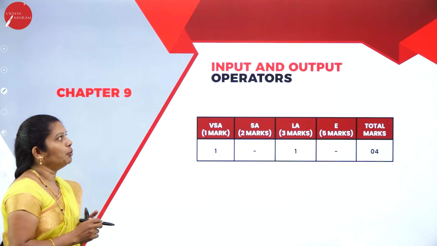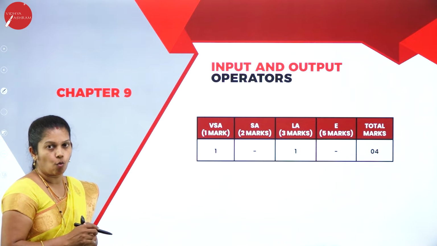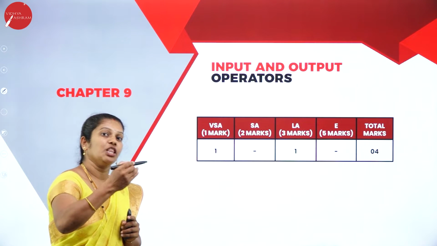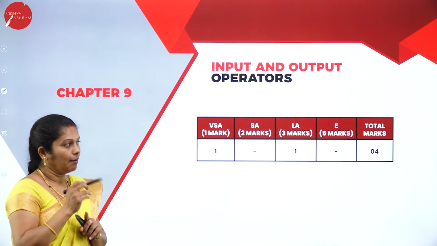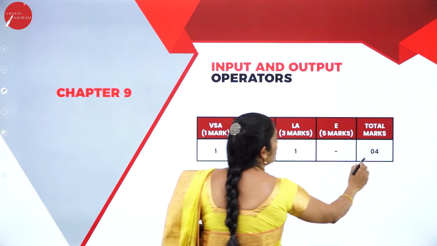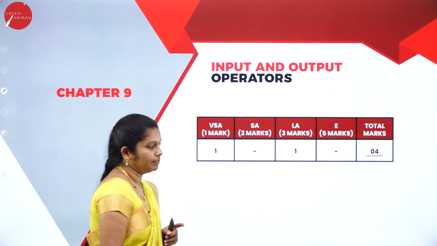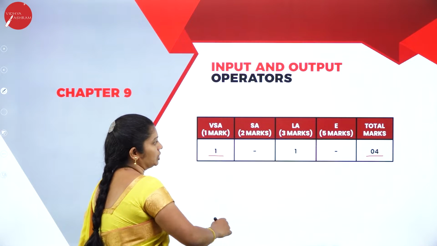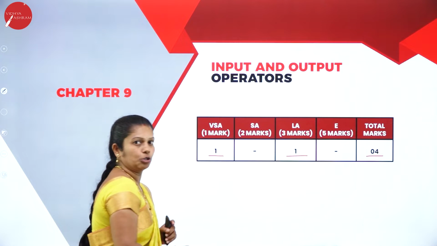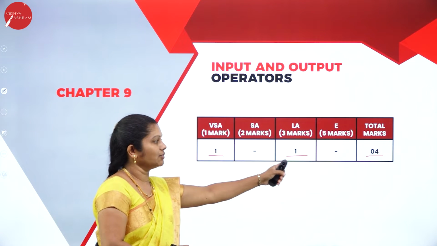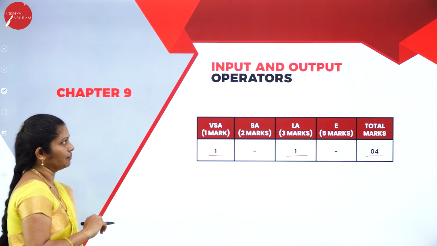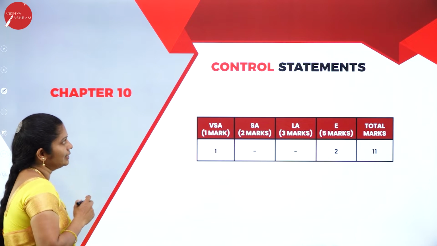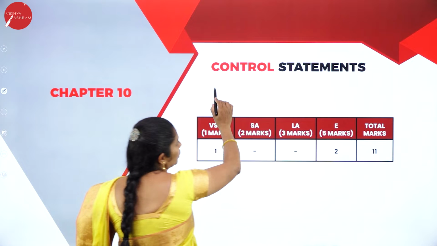Next one, input-output operators. What do you mean by operators? Which are the input operators? Which are the output operators? Regarding that, you will study. But the total weightage here is 4 marks in the annual exam. In part A, you will get 1 question, as well as in part C also 1 question: 1 mark as well as here 3 marks. Totally 4 marks you will get in the annual exam. Next, the 10th chapter, that is control statement.